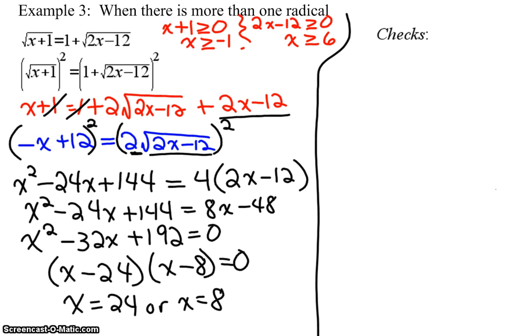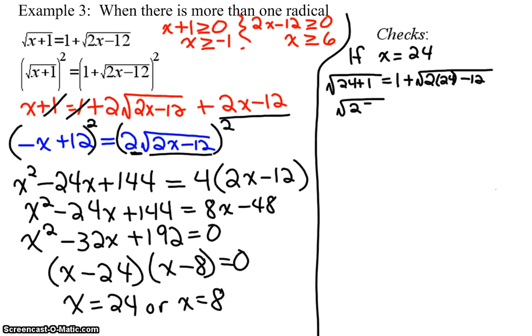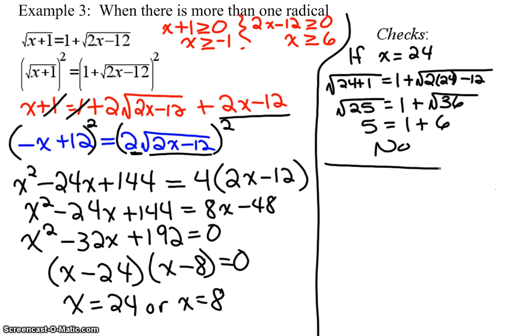Now I have to actually check the solutions, remember, because one or more of them could be extraneous. So I'm going to go up here, I'm going to start my checks, and first I'm going to use 24. So if x equals 24, I have the square root of 24 plus 1 equals 1 plus the square root of 2 times 24 minus 12, or the square root of 25 equals 1 plus the square root of 36. 5 equals 1 plus 6. This is not true, so I know that 24 does not work.